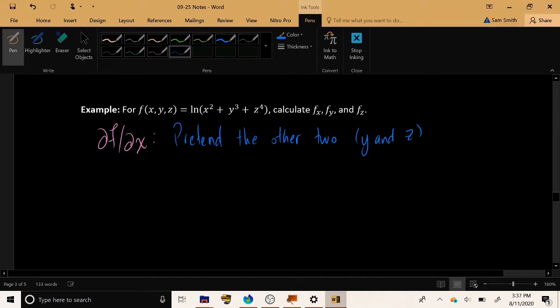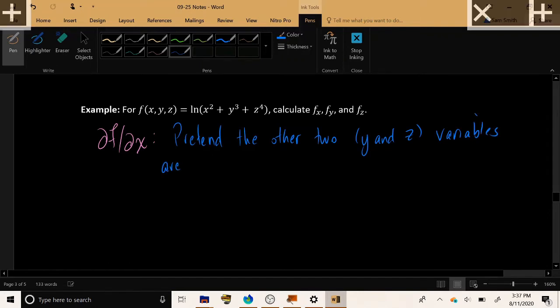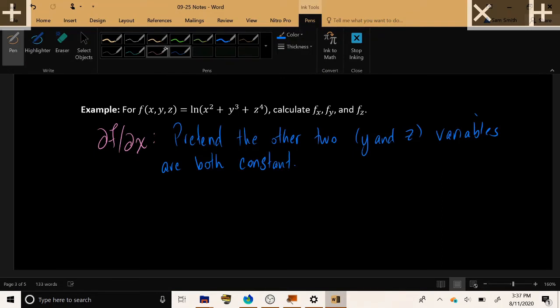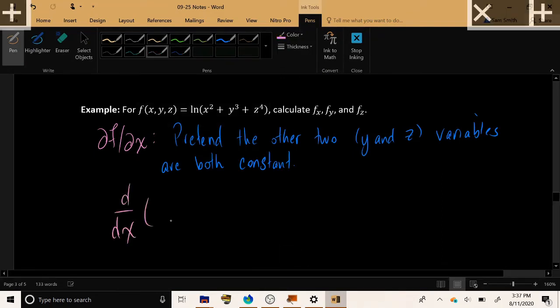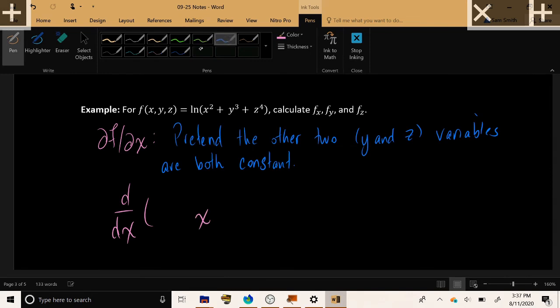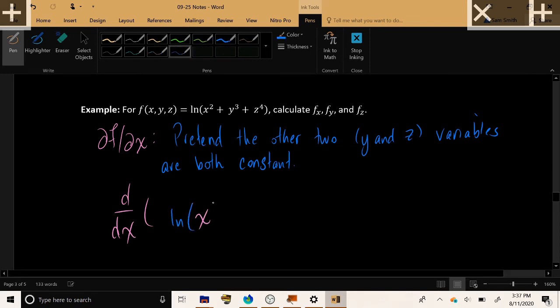Y and z are both constant. Everybody except x, we are pretending is just a number. So that means that in terms of color coding our function, the only time a variable appears is this x squared here in the front. Y cubed is a number, z to the 4th power is a number.